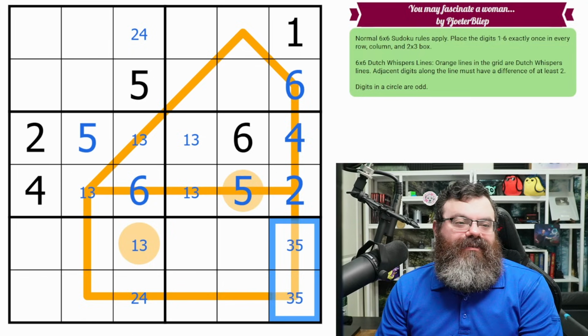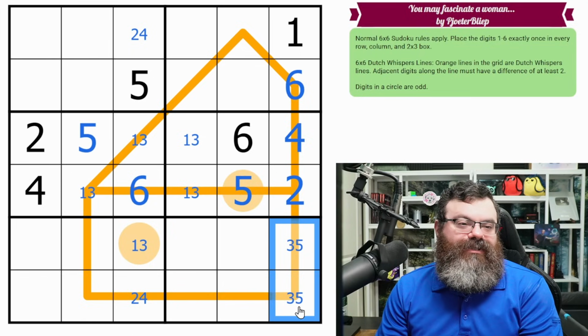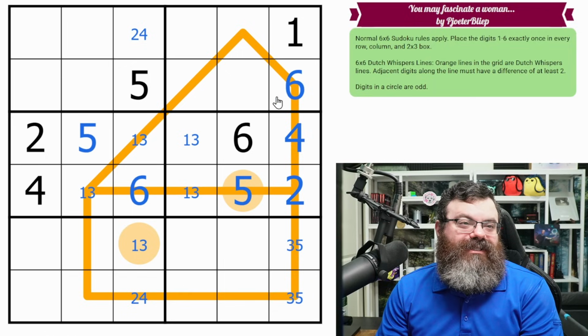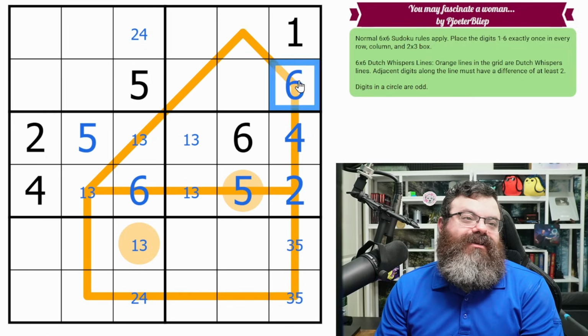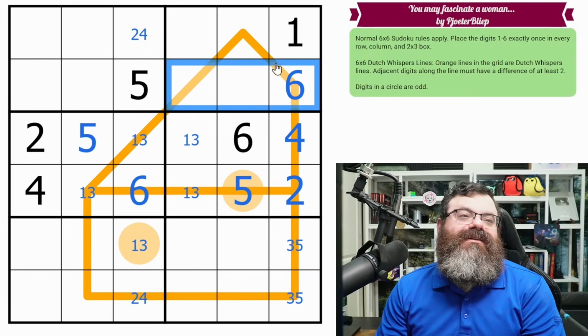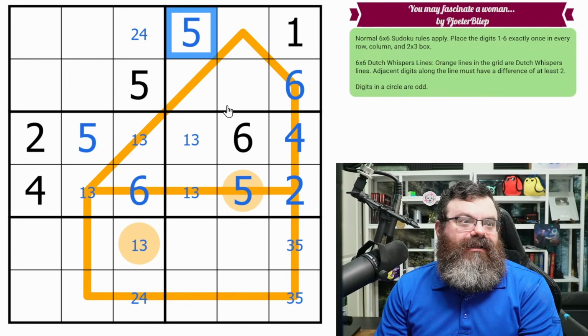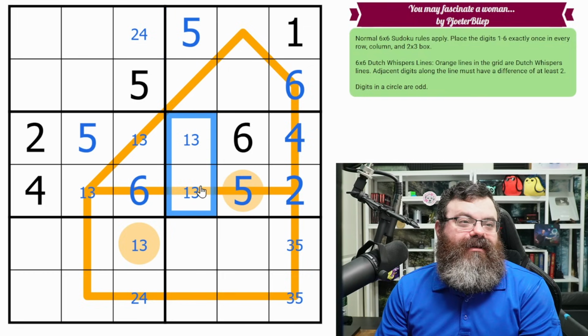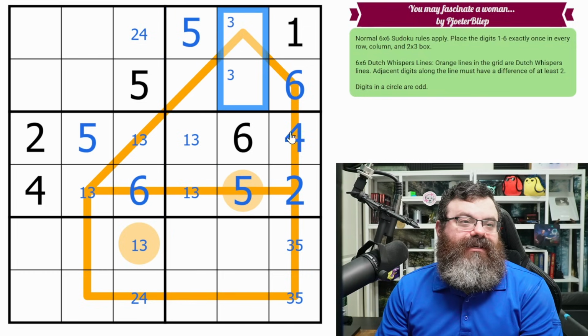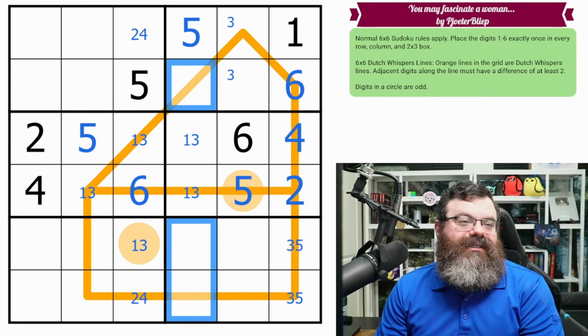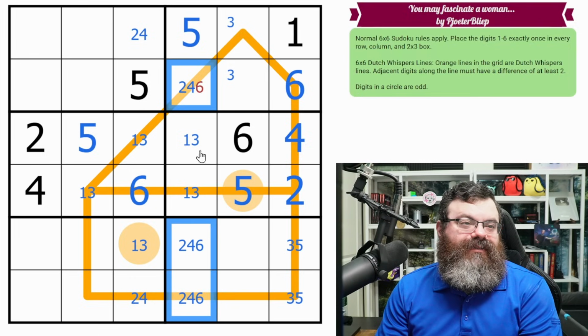This column needs a 3, 5. They are 2 different, so that's fine. Difference of 2, I suppose I should say. We could continue here. So next to the 6, we can't have a 5. So this 5 looks in, and this can't be a 5 next to the 6. We can place the 5. 1, 3 pair tells us one of these is a 3. And the rest of this column is 2, 4, 6. That's not a 6.